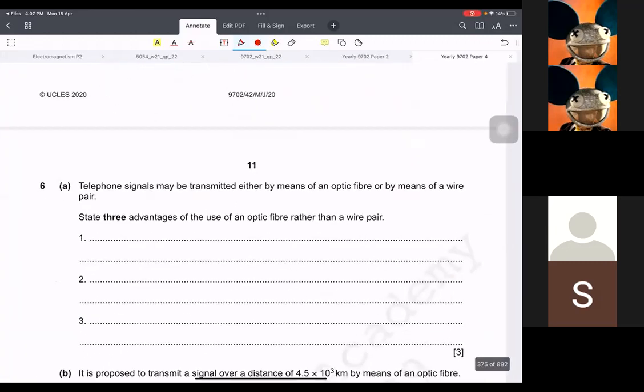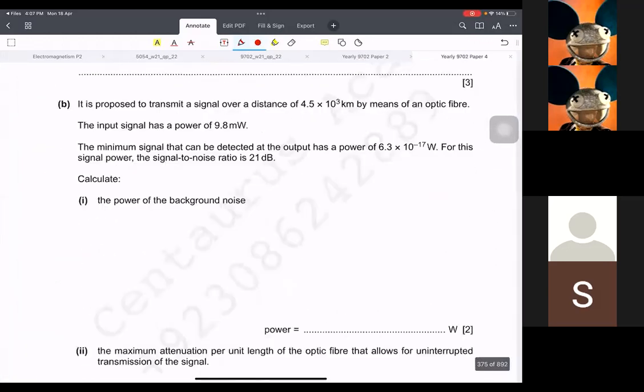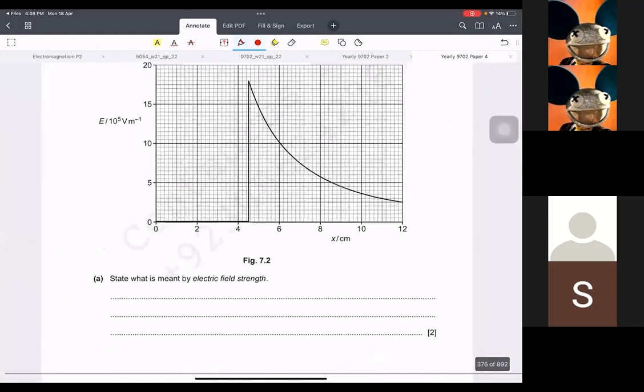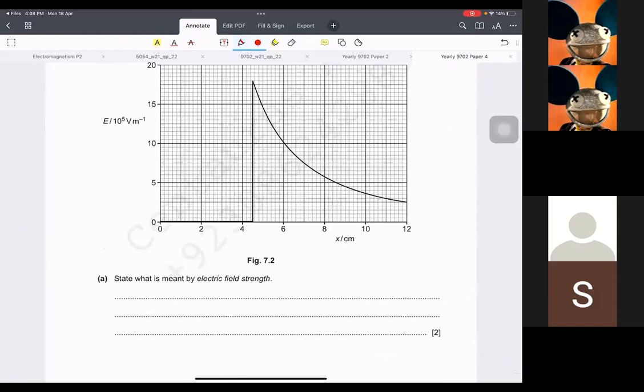Telephone signals are not there anymore. All right, electric fields. Now, what is meant by electric field strength? Electric field strength for 2 marks is force per unit charge on a positive charge. So it is very important. This is 1 mark, this is 2nd mark.